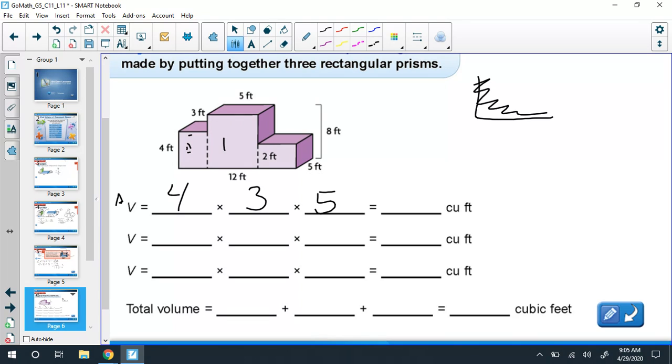All right, now let's look at prism B. And for prism B, we know that we're looking for this measurement to start with. It's not labeled, but it is labeled here in the back.